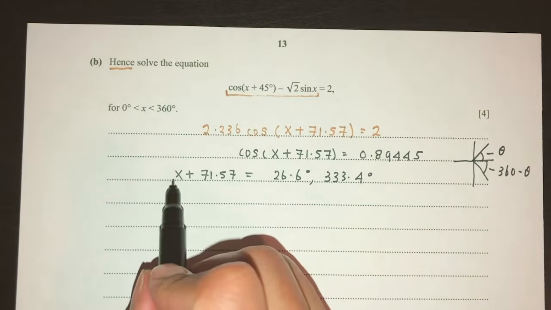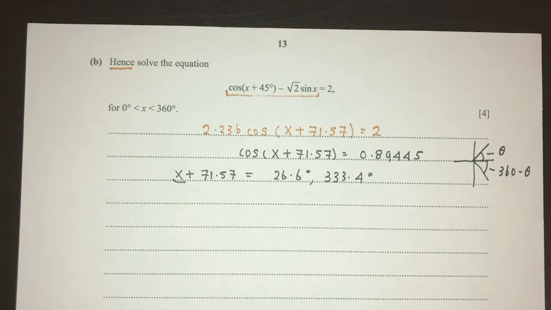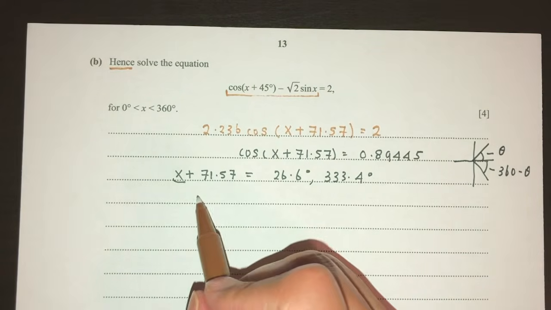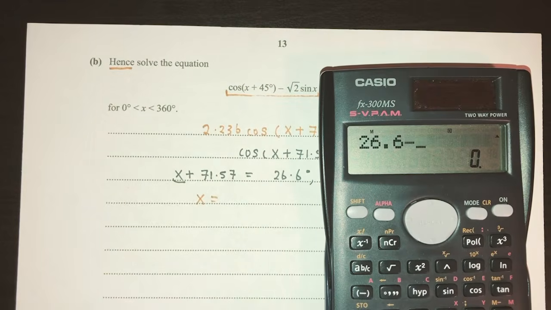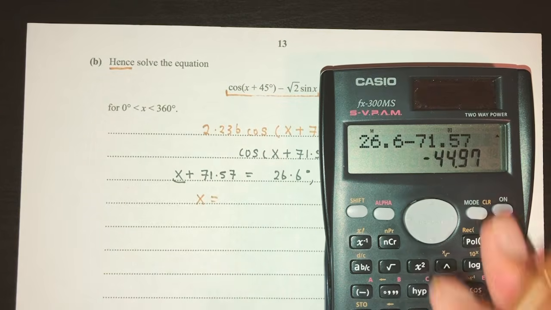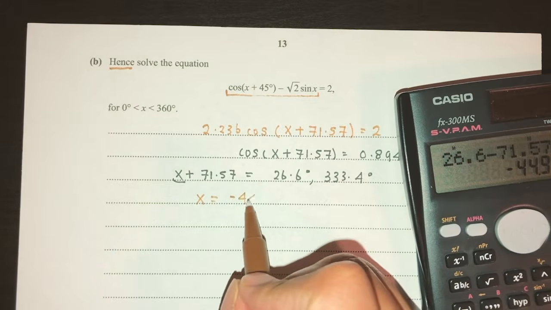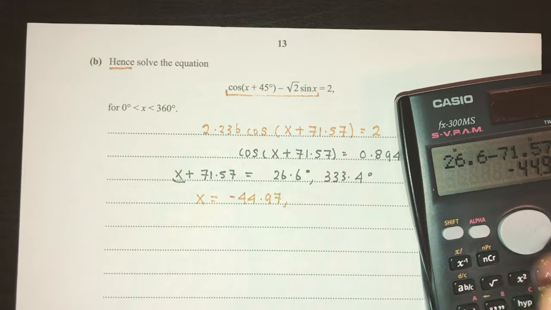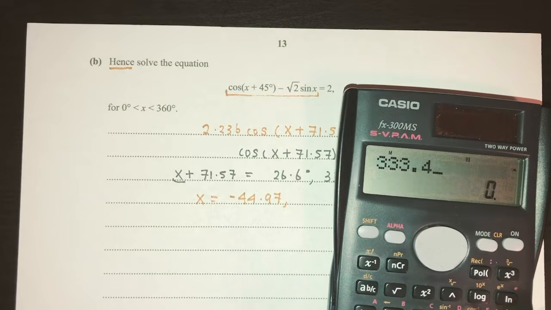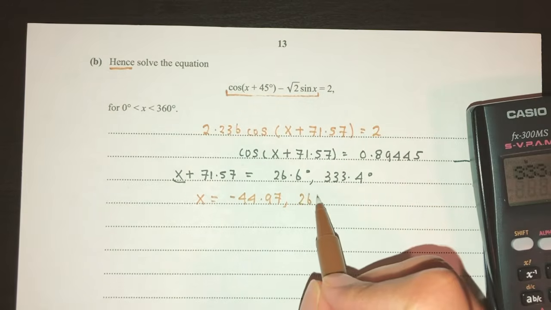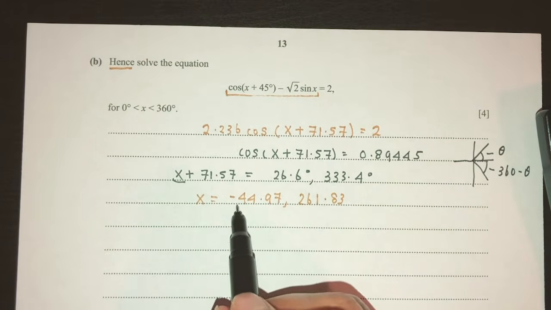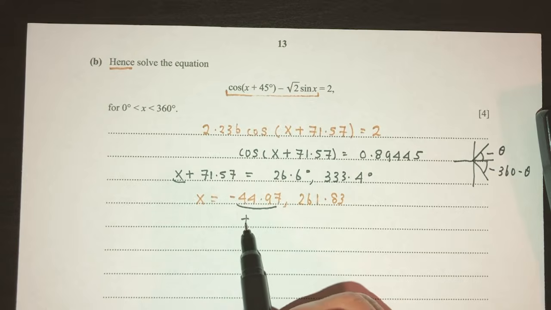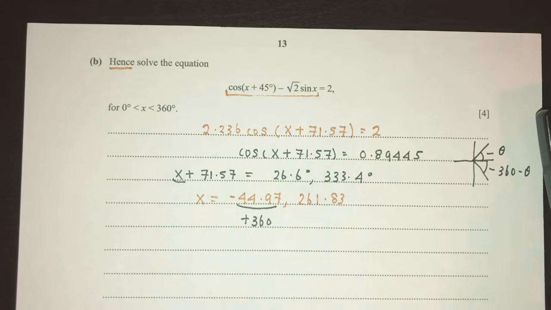But now we have to find the value of x, obviously. So we have to make x the subject of the formula. So x will be 26.6 minus 71.57, you will have minus 44.97, and 333.4 minus 71.57, that will be 261.83. Now, whenever you have a negative value, you can try to add 360 to them to see what happens.